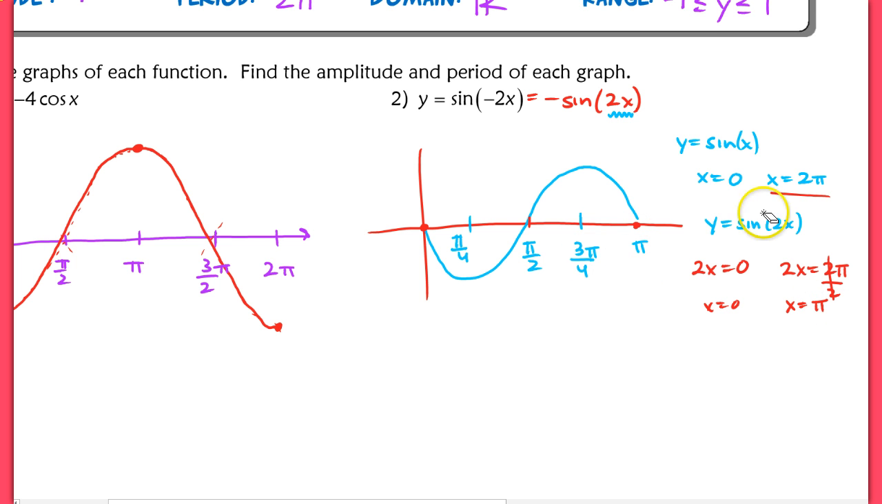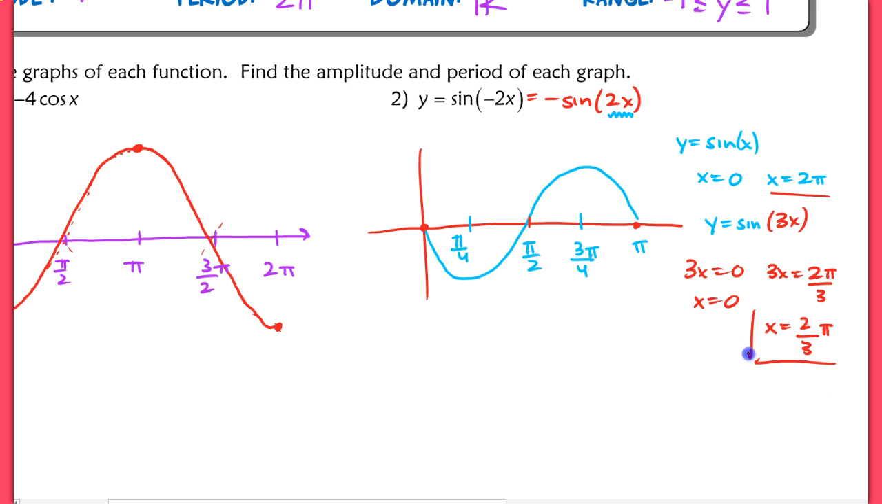If that had been, let's say, 3x, so let's substitute in 3x here. It begins its basic pattern when 3x equals 0. So again, x is still 0. And it ends its basic pattern when 3x is 2 pi. So we'll divide out the 3 here, and we end up with 2/3 pi. So that would become our new period, okay?